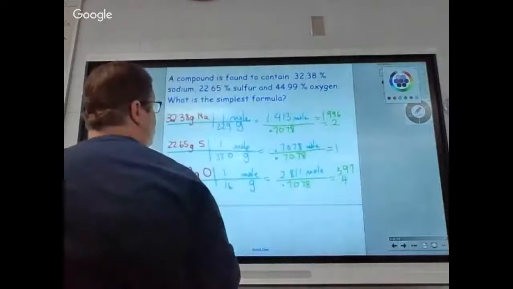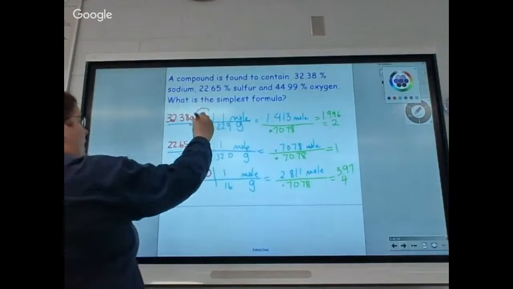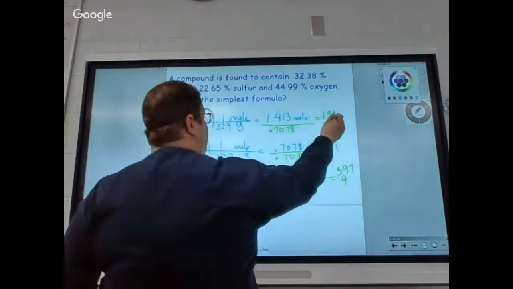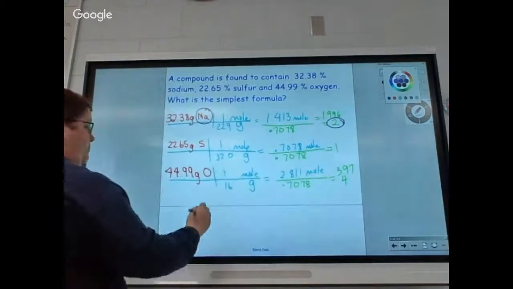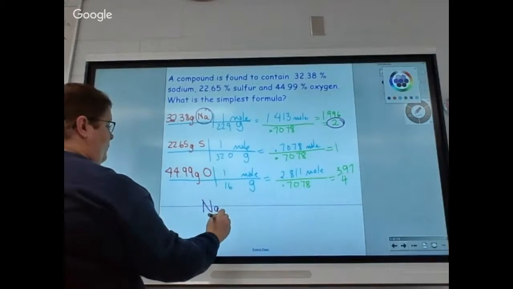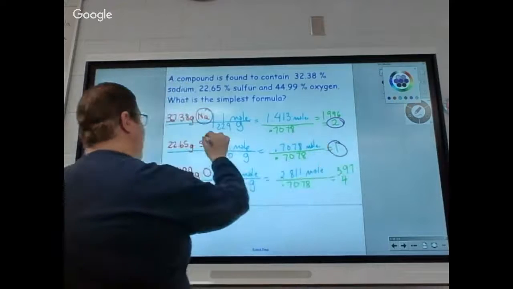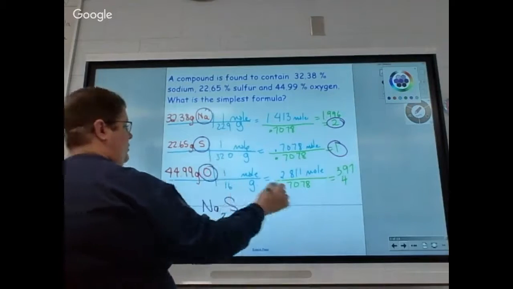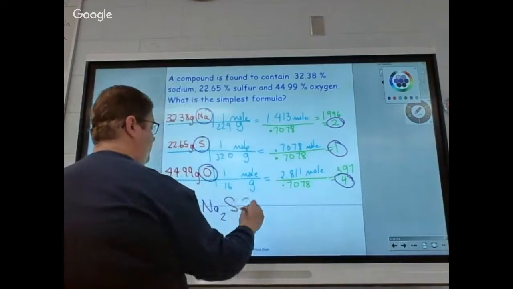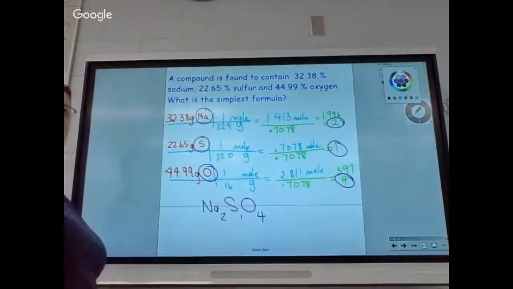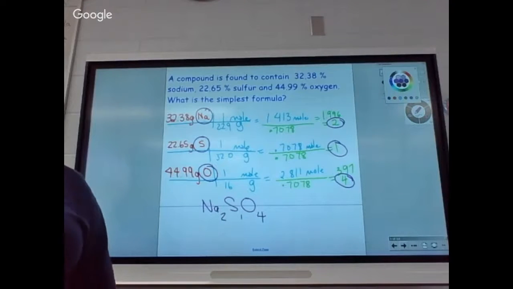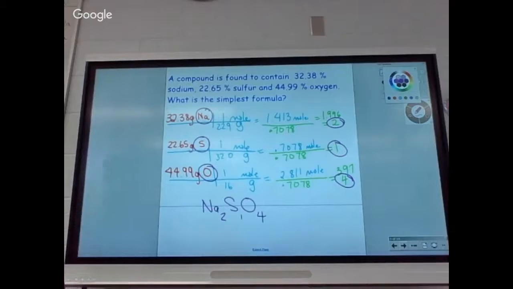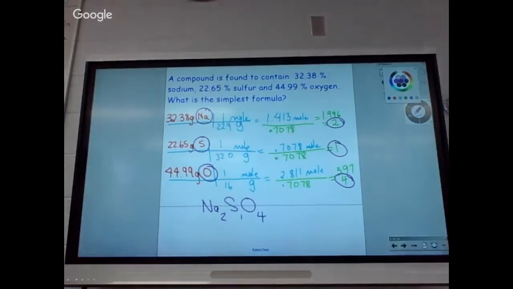Write the formula. All right, so Na has what subscript? 2. S has what subscript? 1. And O has what subscript? 4. Questions? Do you still gotta add a 1? No, I only did it for teaching purposes today. Any questions?